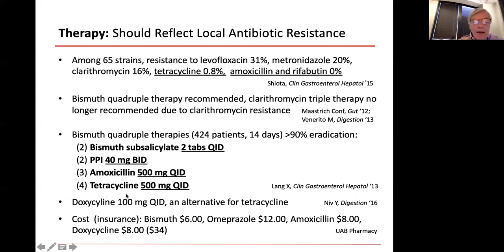There has been a decline in the availability of tetracycline. So doxycycline, 100 milligrams 4 times a day, is an alternative agent for a tetracycline. When I checked a couple years ago for how much this regimen would cost, with insurance, the UAB pharmacy said that the bismuth would be about $6 for a 2-week supply, the PPI about $12, amoxicillin $8, doxycycline $8, so $34 for a 2-week course of therapy for H. pylori infection.